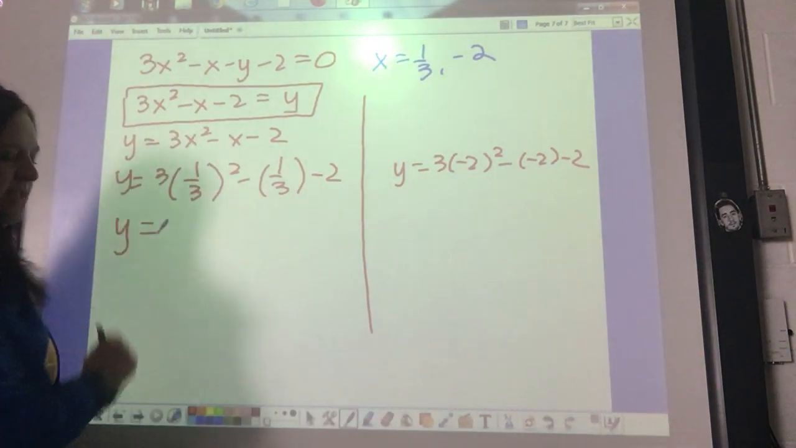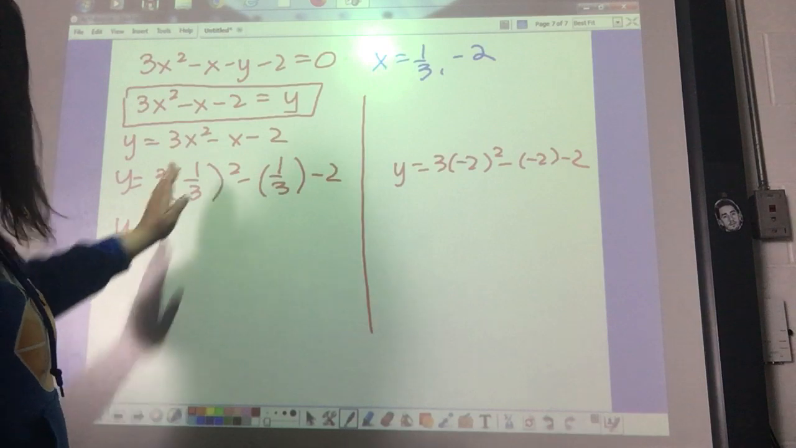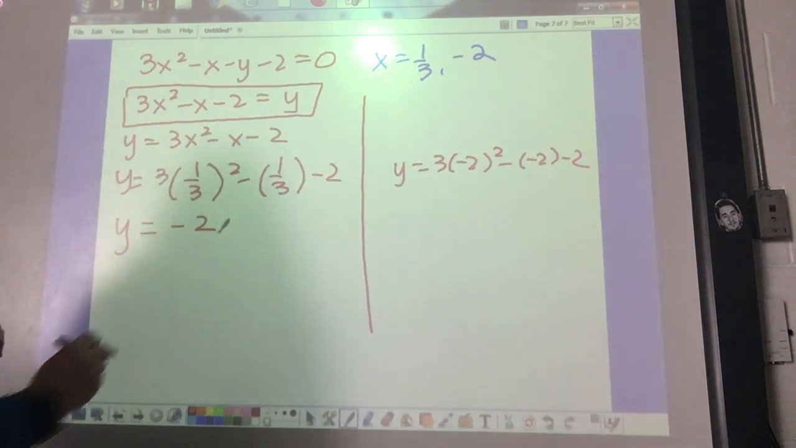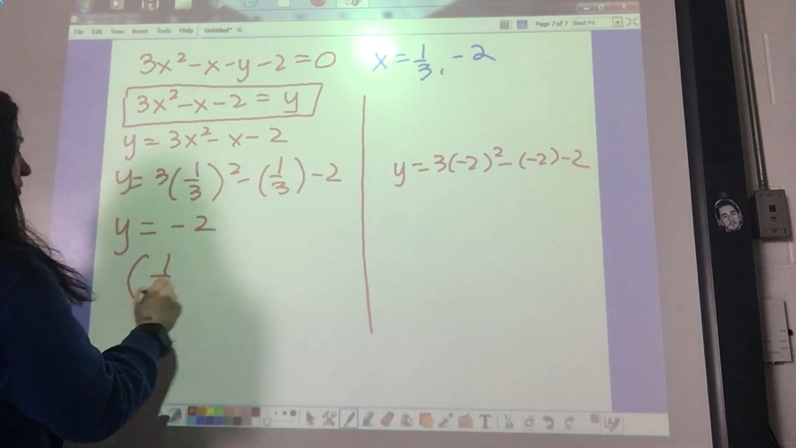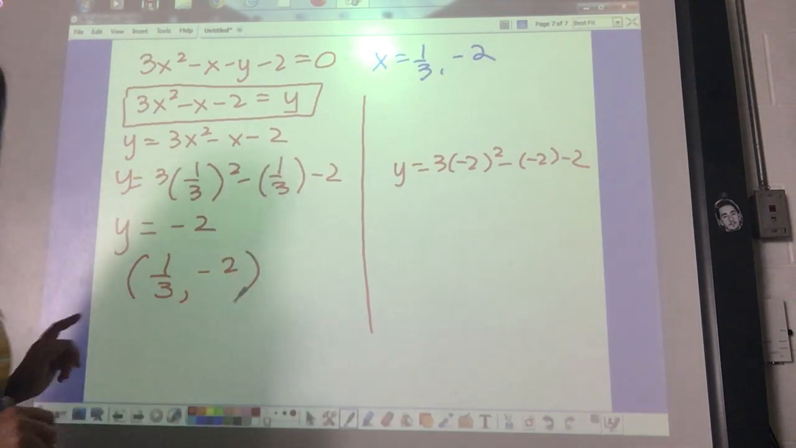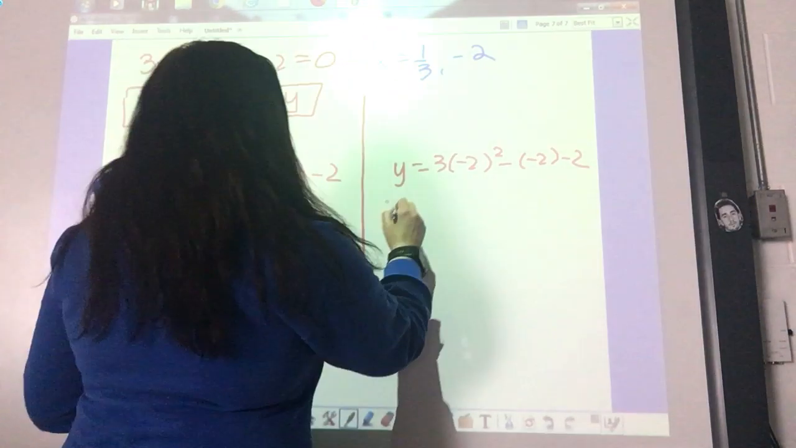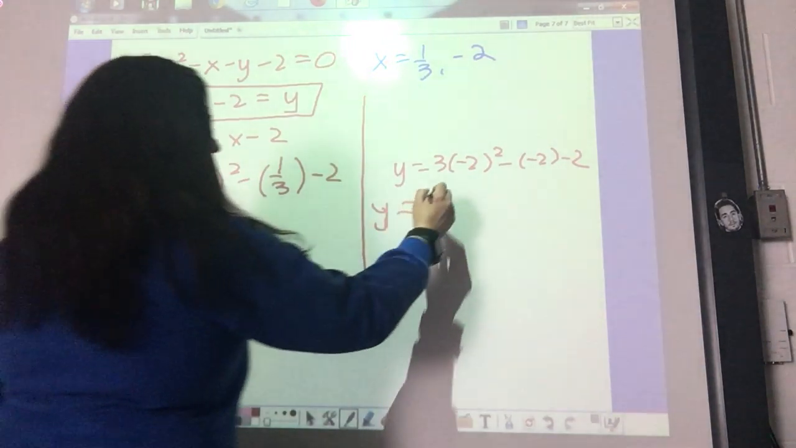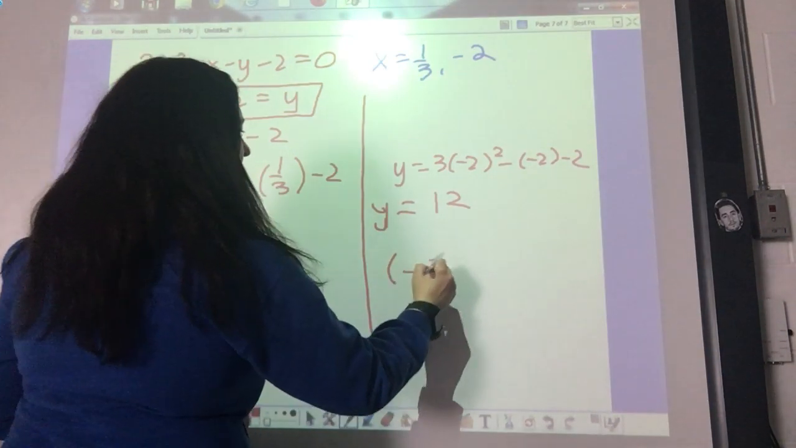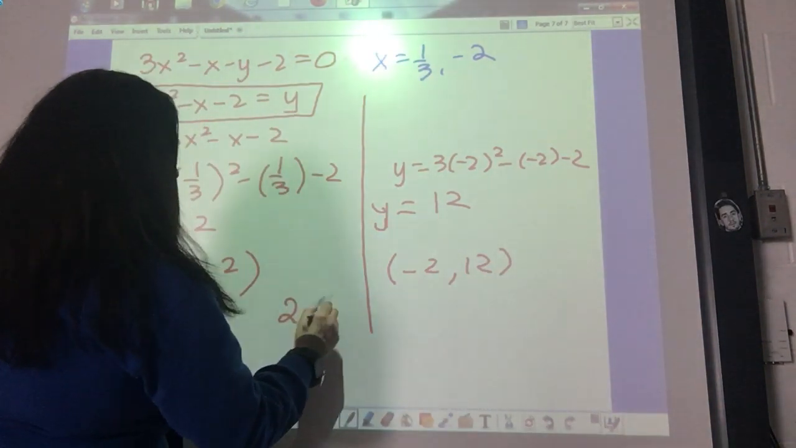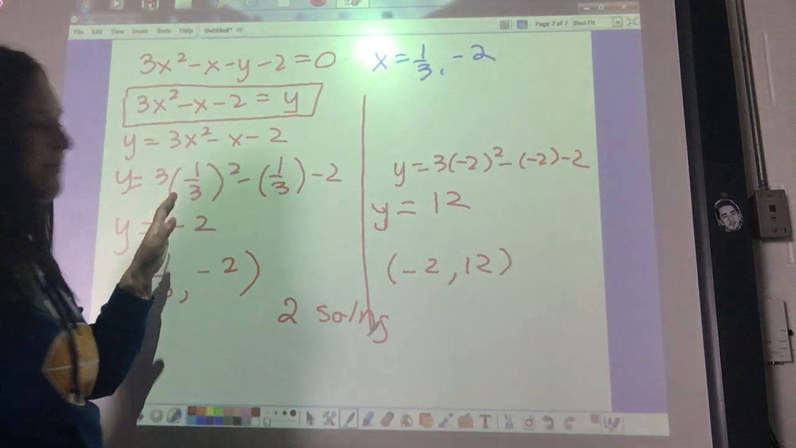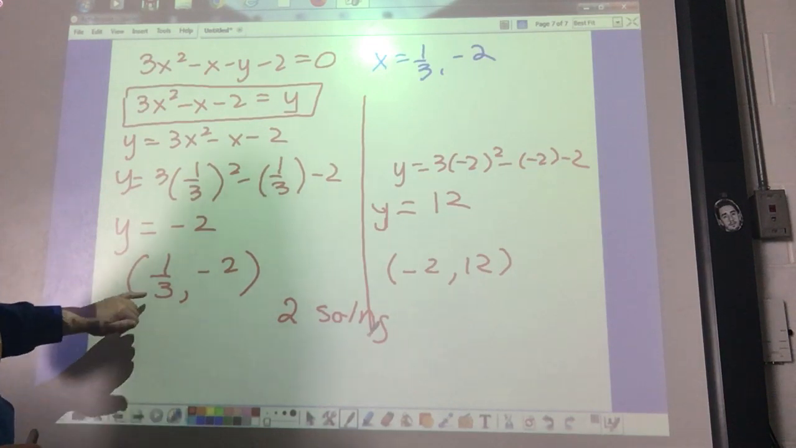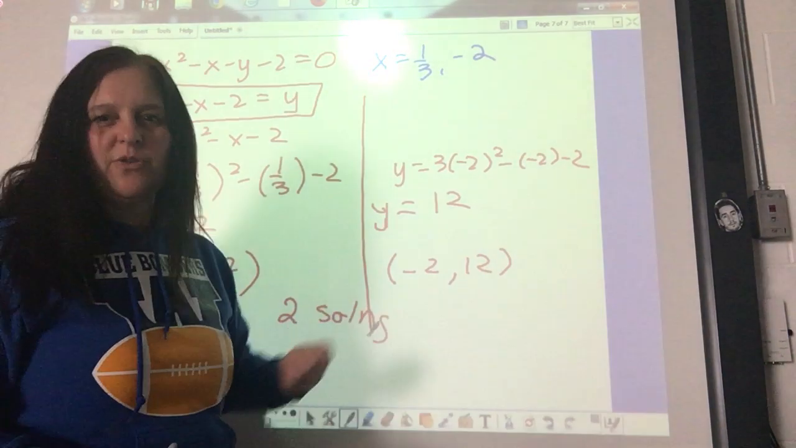I'm going to save you some time. If you test through, when x is 1/3, you should end up getting a y value of negative 2. So that means when x is 1/3, your y value is negative 2. If you run it through, and hopefully my math is correct, when x is minus 2, I get a y value of 12. So that point, when x is minus 2, y is 12. So again, we have two solutions. If we were to graph these two parabolas, there's two spots where they intersect, at the coordinates (1/3, negative 2) and (negative 2, 12).